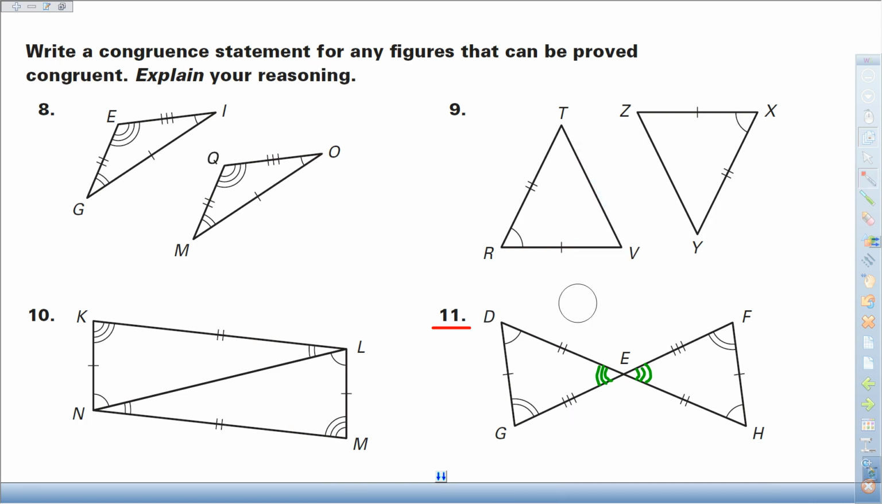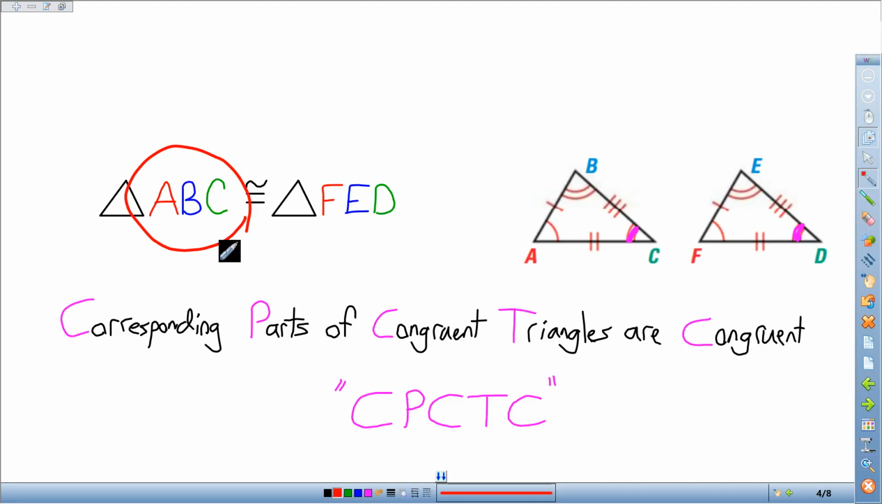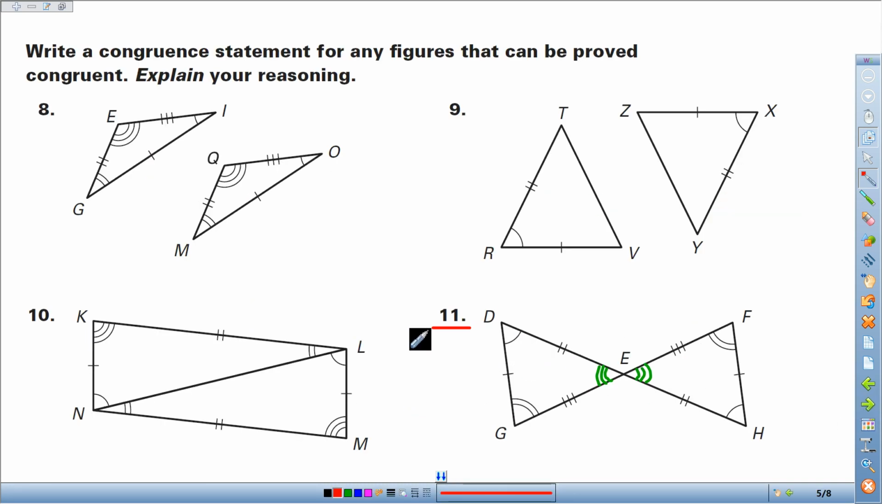All right, when we write a congruency statement, when we go to name the first triangle, those three letters can be in any order that we pick. But we need to follow the same pattern on the second triangle. So let's name this first triangle DGE. If you notice, I often like to follow the arcs if I have them, but it's not necessary to. Let's use triangle DGE.